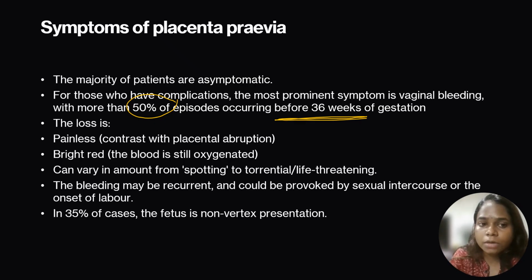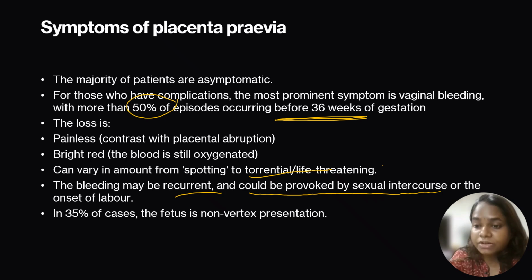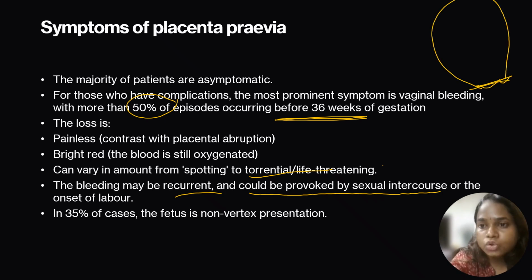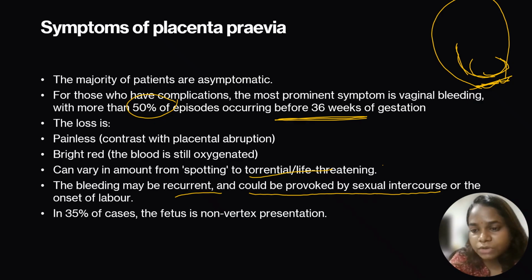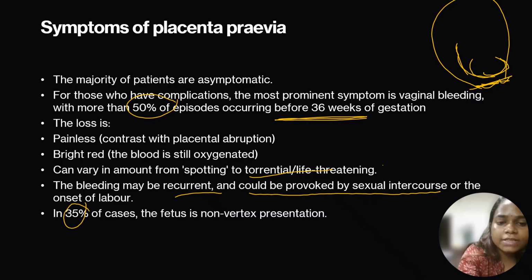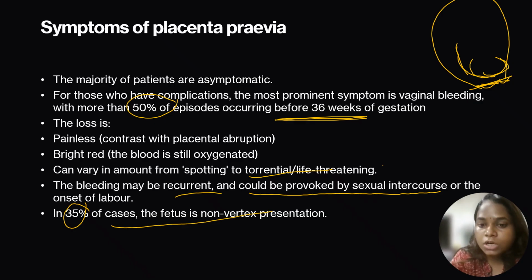There will be painless bleeding, bright red in color, which can vary in amount from spotting to torrential life-threatening bleeding. The bleeding can be recurrent, and could be provoked by sexual intercourse or onset of labor. In 35% of the cases, the fetus is in a non-vertex presentation. Most commonly, when there is placenta previa, the placenta obstructs the fetal head, and the fetal head continuously moves upwards, and most commonly the breech will be coming down, or it can be a transverse lie.